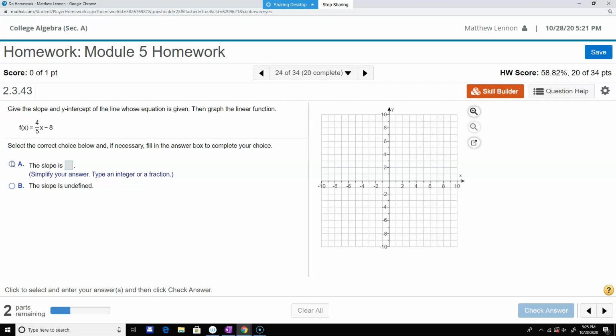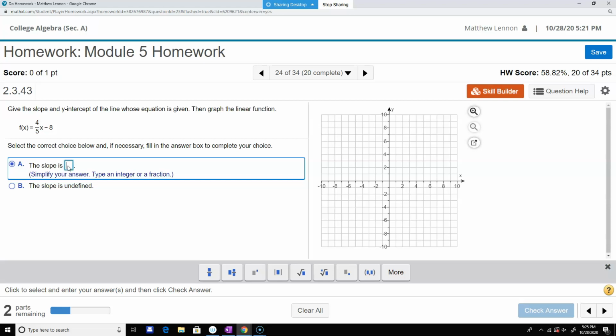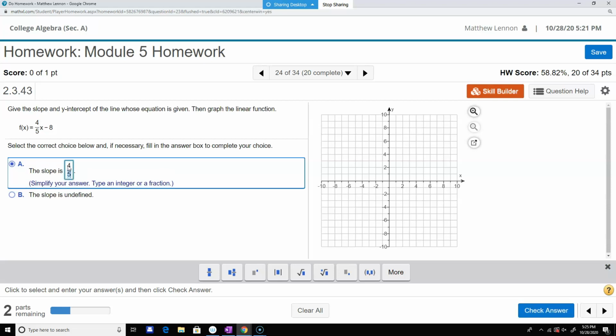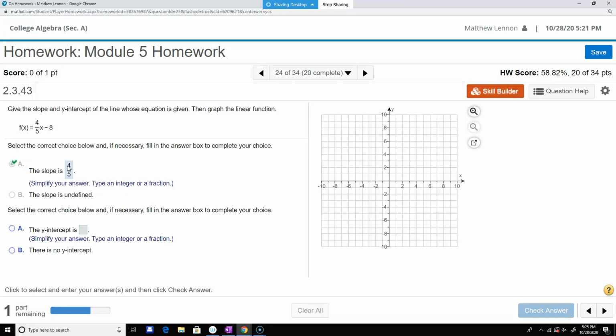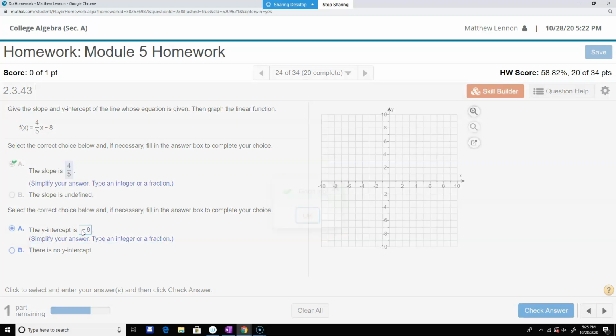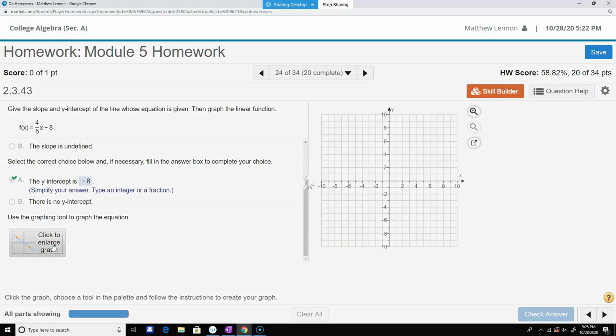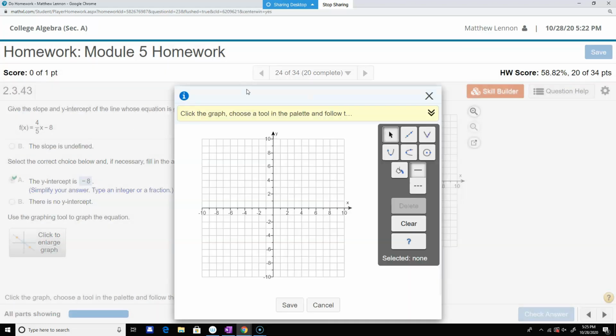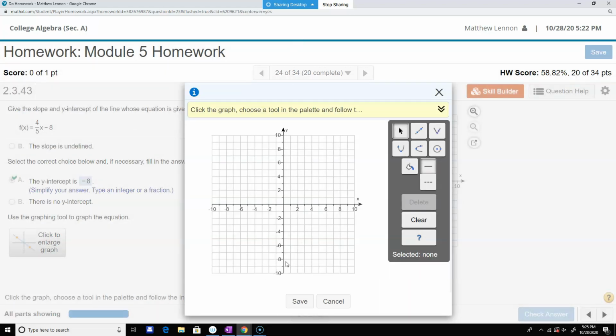It's just first asking for us to identify the slope, which is the number next to the x, 4/5. And then the y-intercept, which is the other number, -8. Pretty easy. And then from there, they want us to graph it. So the fastest way to graph this is to click the line tool first. And then it's a two-step process. You find the point on the y-intercept, which is -8.